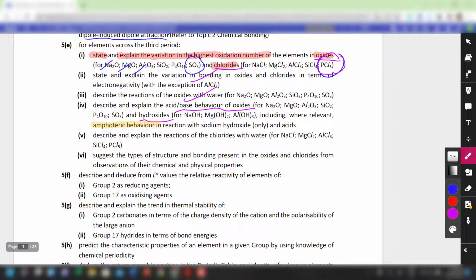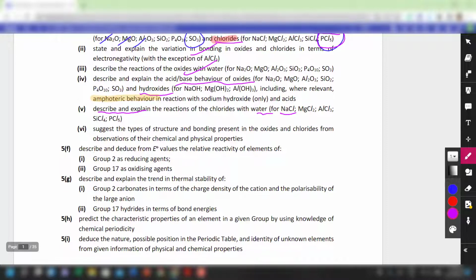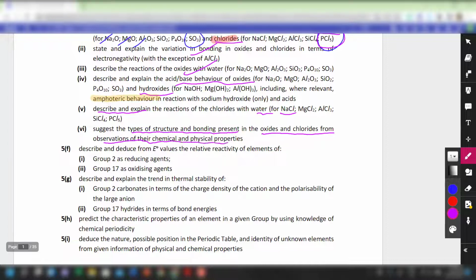Okay, so for the chlorides, you are supposed to describe and explain their reaction with water. Okay, sodium chloride and magnesium chloride will be more of dissolution in water to give you the corresponding cation and chloride ions. AlCl3, SiCl4, and PCl5, largely you expect some form of hydrolysis to take place. Okay, yep. Then suggest the types and structures and bonding present in the oxides and chlorides from observation of their chemical and physical properties.